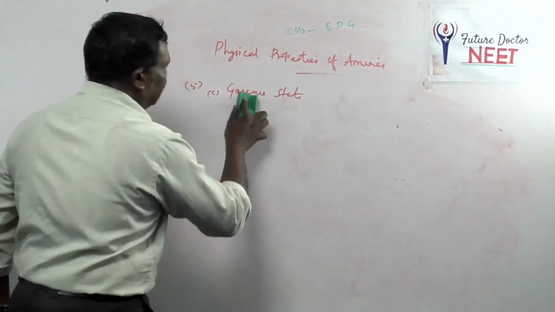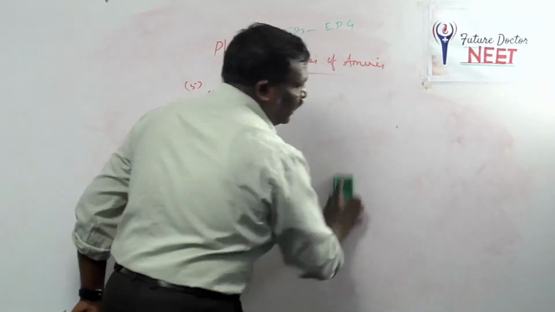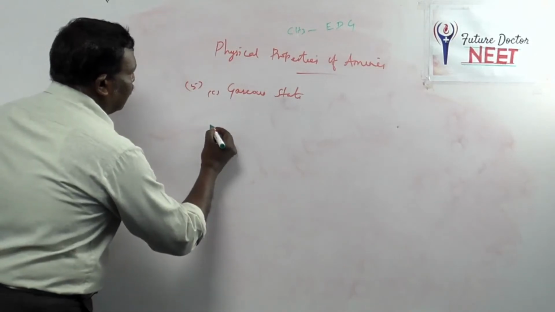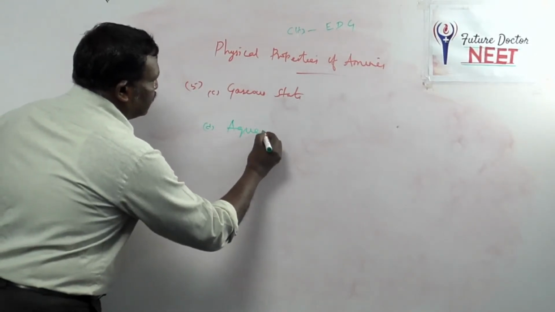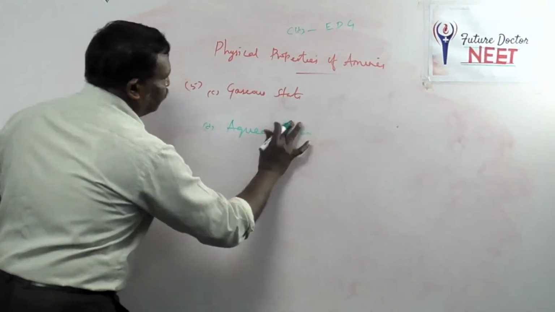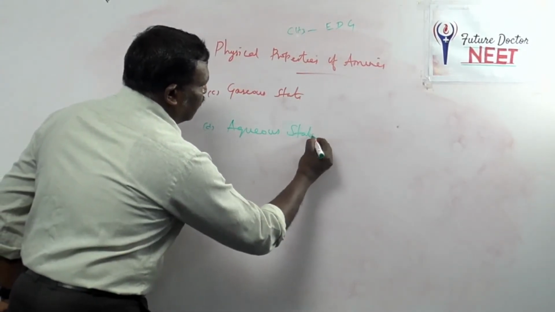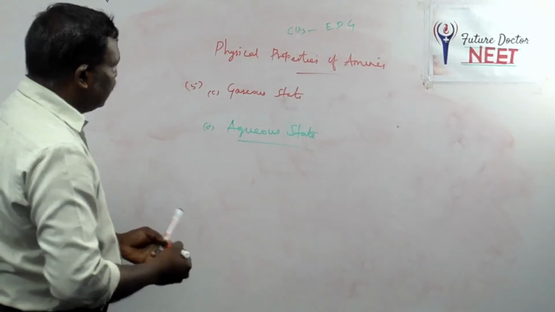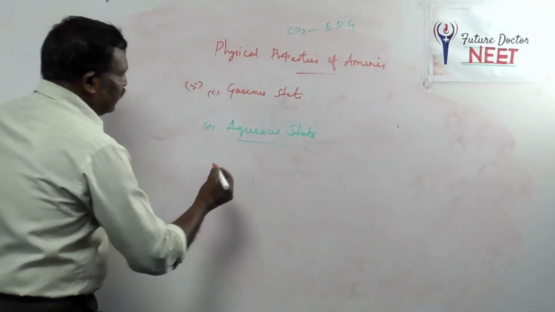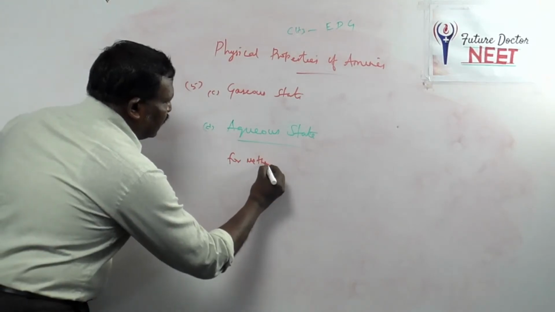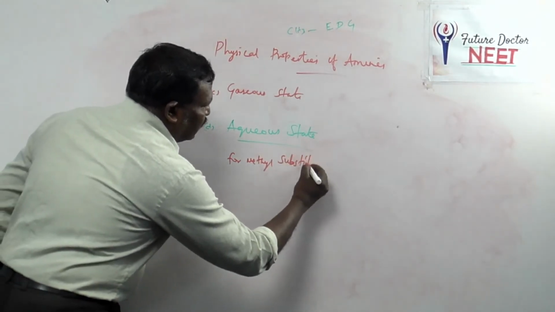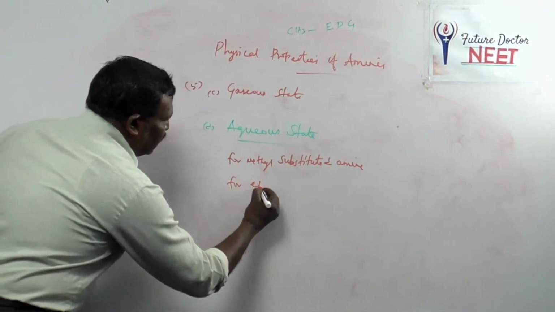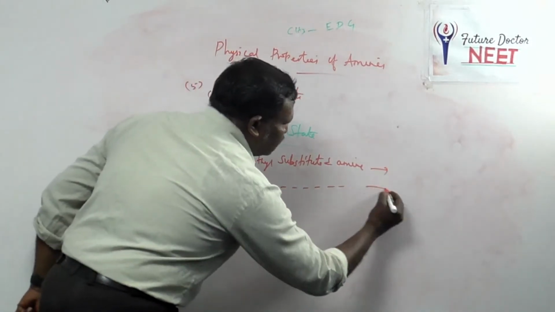Then here I told gaseous state, no? Then you write aqueous state. One more thing, they will mention aqueous phase or aqueous state, no problem. Okay. So in this case, just remember these rules only. This is for methyl substituted amines, just write one by one, or for ethyl substituted amines. This is a trend. This trend only, just remember.